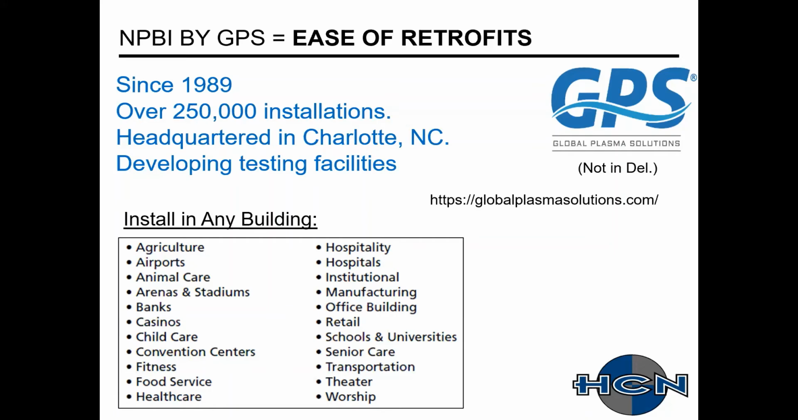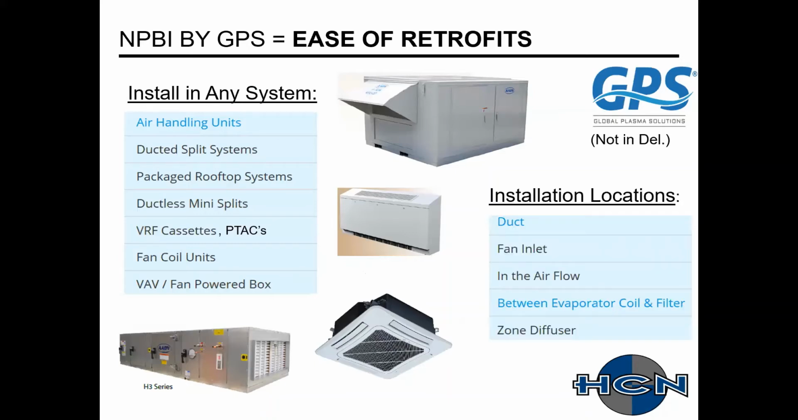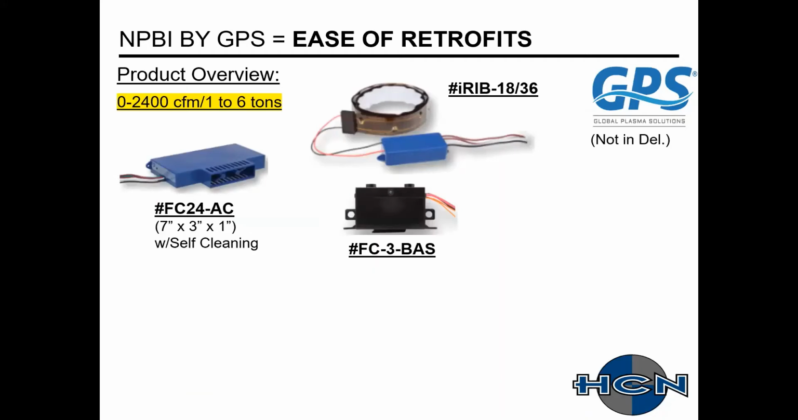Basically, we're not going to go through all these, but it can be installed in any type of building, in any type of system, any piece of equipment. Some examples are air handlers, fan coils, PTAC units, VAV boxes, et cetera. And in terms of its location, once again, it's very flexible. It can be installed in the ductwork, on the fan inlet, between the evaporator coil, and also in the zone diffusers. What's also beneficial to the GPS product is that it's very small and very tiny.